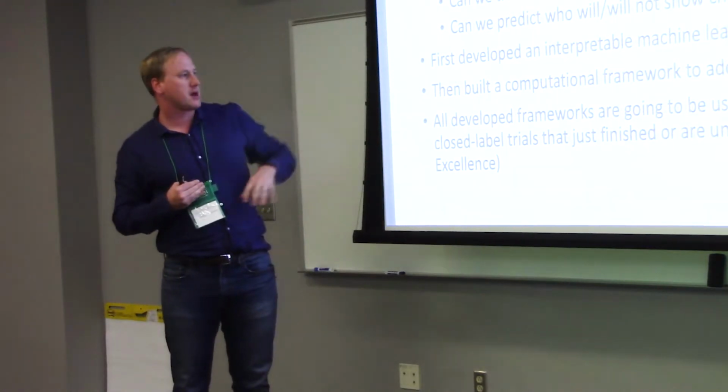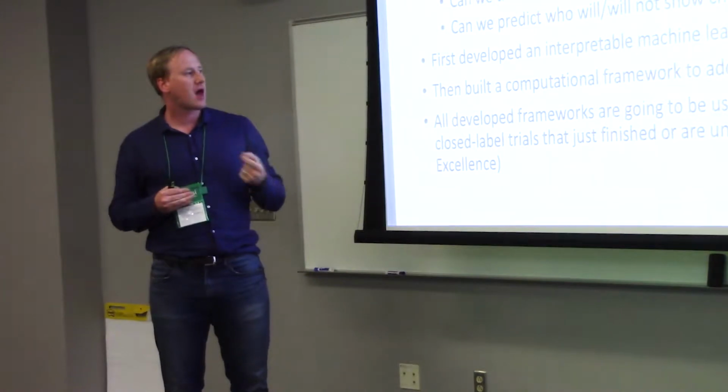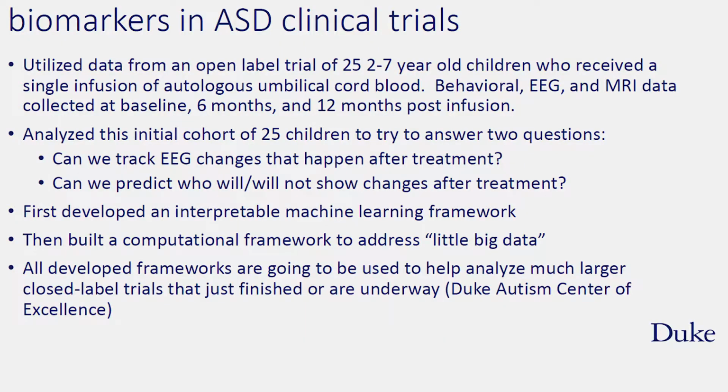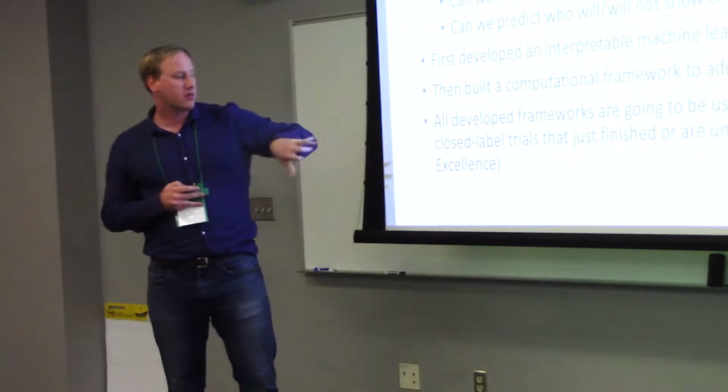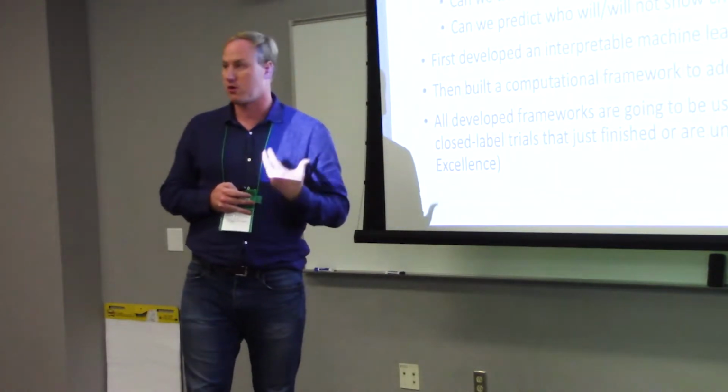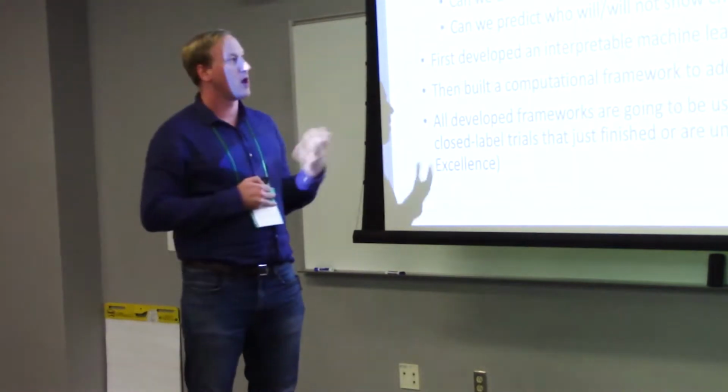So the first thing we did, which I'm going to talk about, is we adapted that complex network strategy to work here. And I built a computational framework to address what I like to call little big data, which is a name that I think infuriates a lot of statisticians, but I think they all remember it, so that's okay. And I'll get into what that oxymoron means in a little bit. And if we can do it here, it's going to help us when we get these much larger clinical trials that are currently ongoing. And I'm really excited about that.